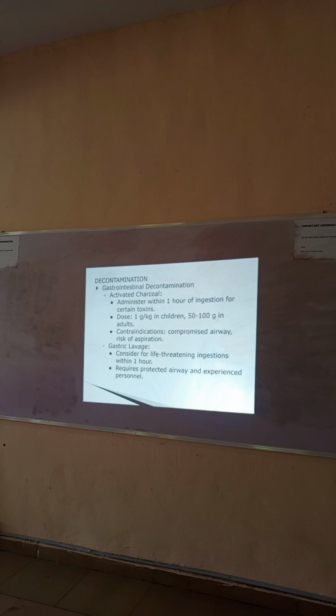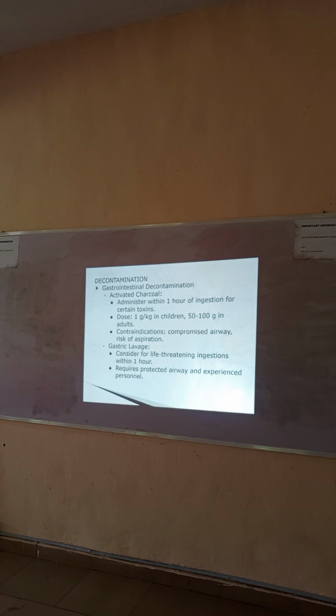So your clinical findings and your result interpretation must go in line together. And decontamination is removal of harmful agents from the body. These are the ways you can decontaminate poison. First, by gastrointestinal decontamination, activated charcoal is being used in this case. Administer within 1 hour of ingestion for certain toxins. Activated charcoal is to prevent absorption of toxin, and so it's best used within 1 hour. Its effect reduces with time.